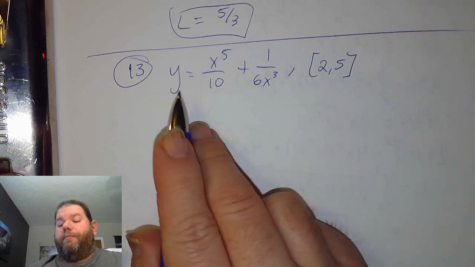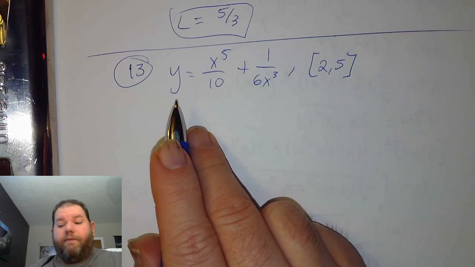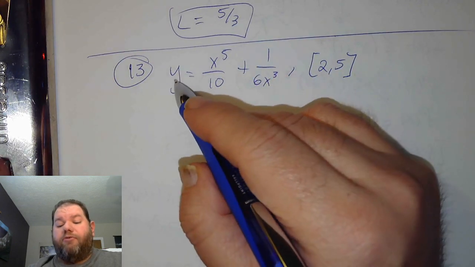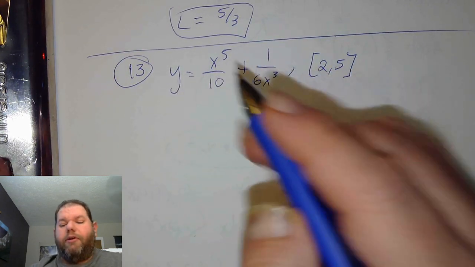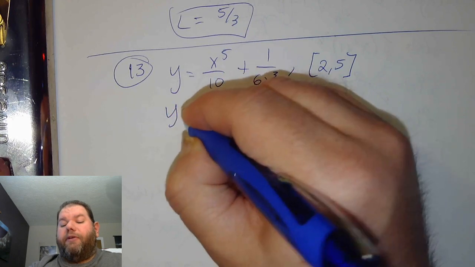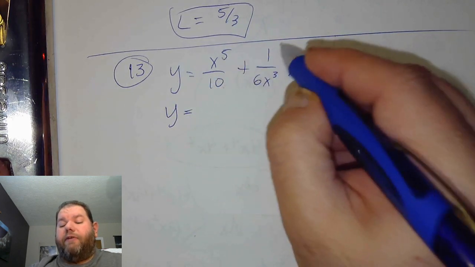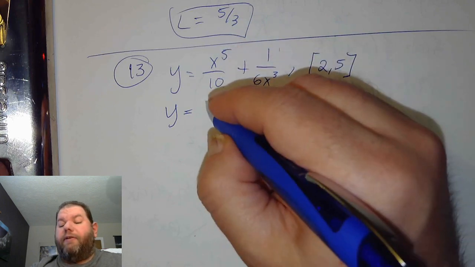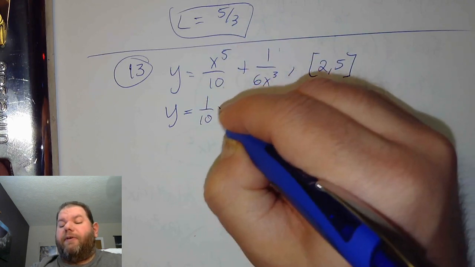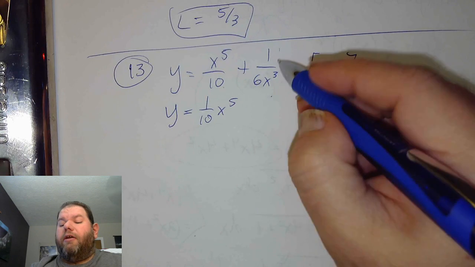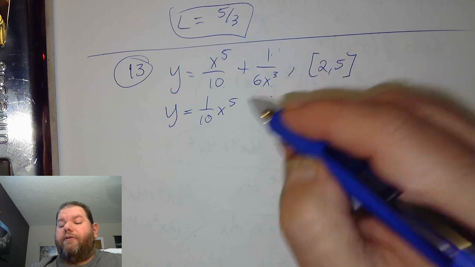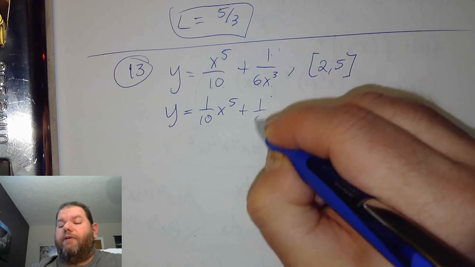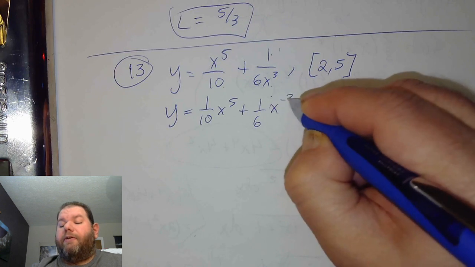Now, again, the formula for arc length is the same. We'll need to find the derivative of this function and then square it. So before we take the derivative, I would like to rewrite this expression. Instead of saying x to the 5 over 10, let's say 1/10 times x to the 5th. And instead of saying 1 over 6x cubed, let's say 1/6 times x to the minus 3.